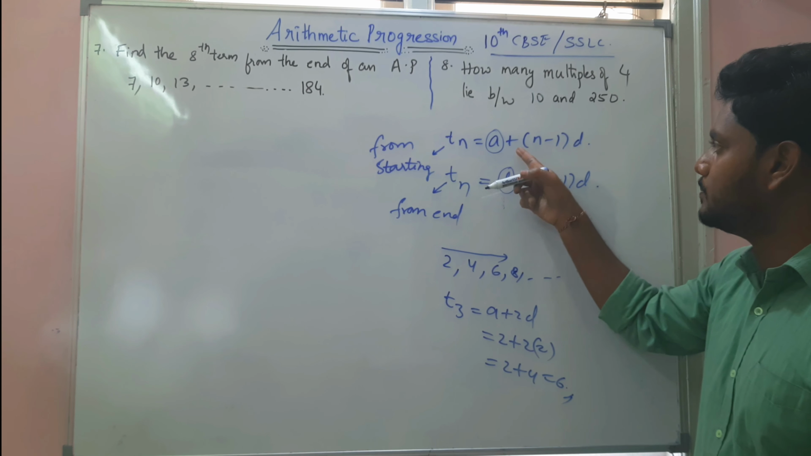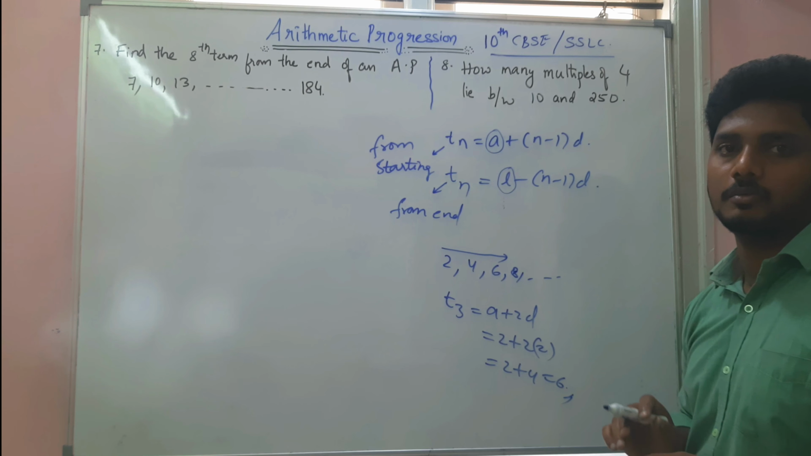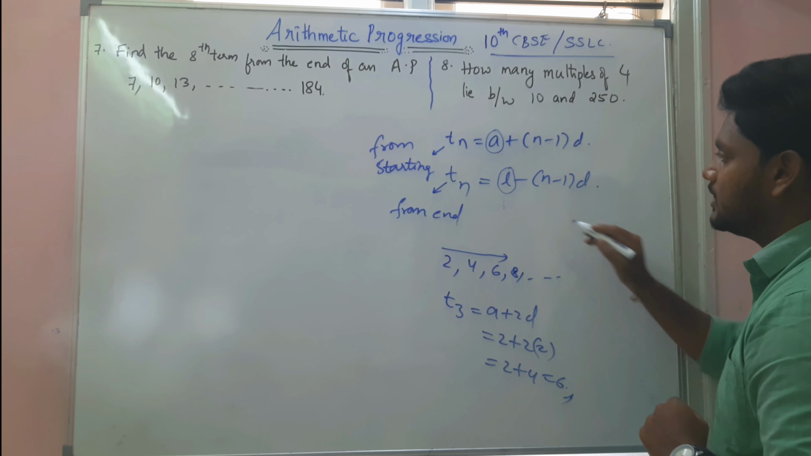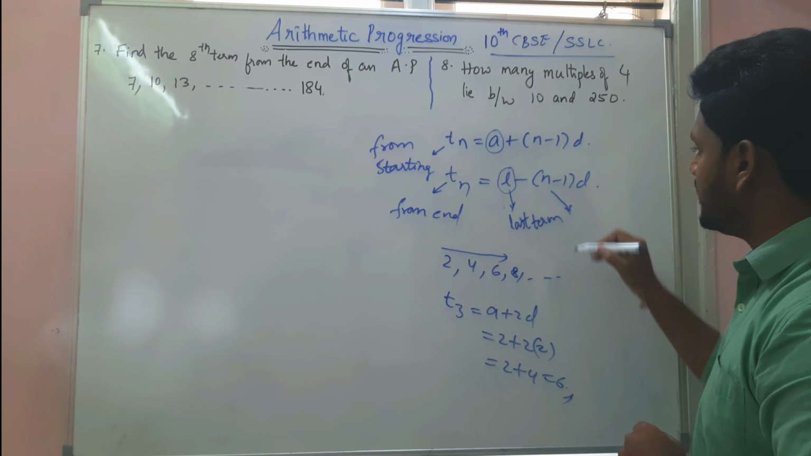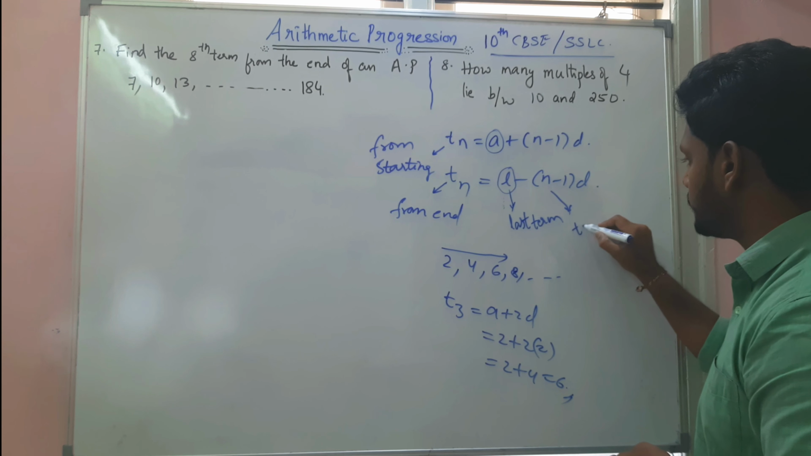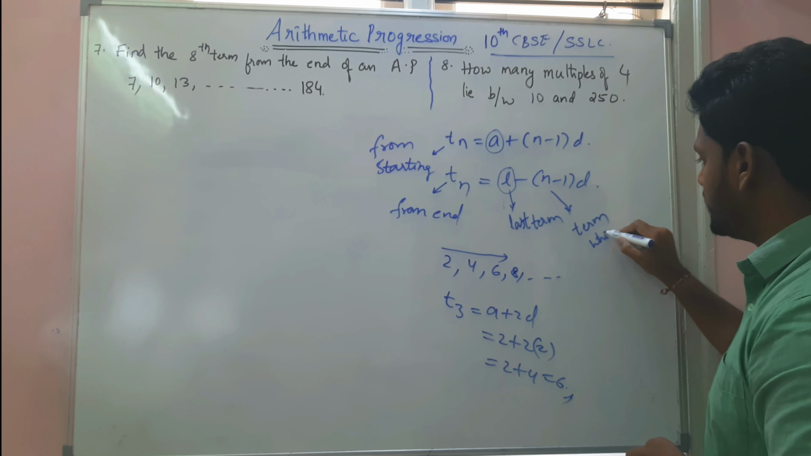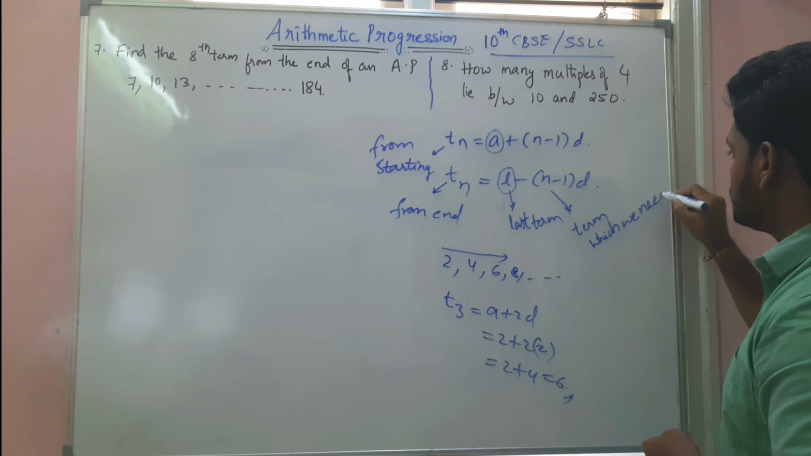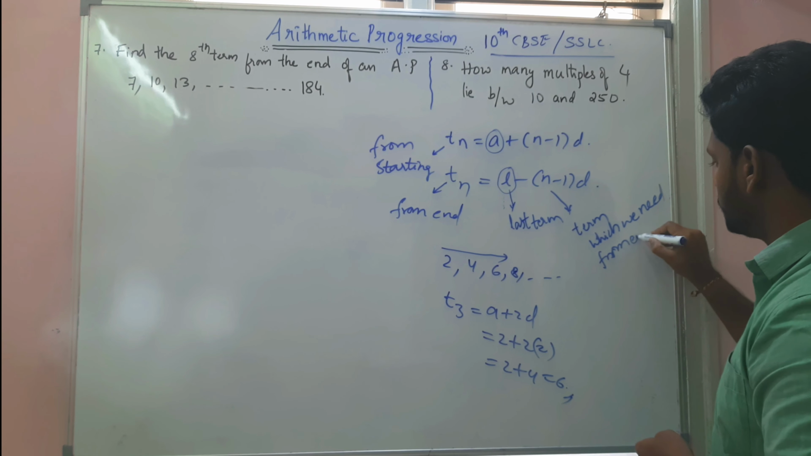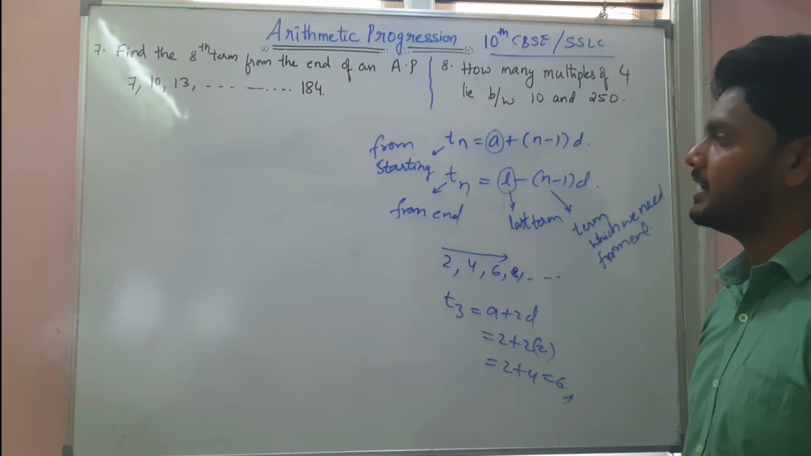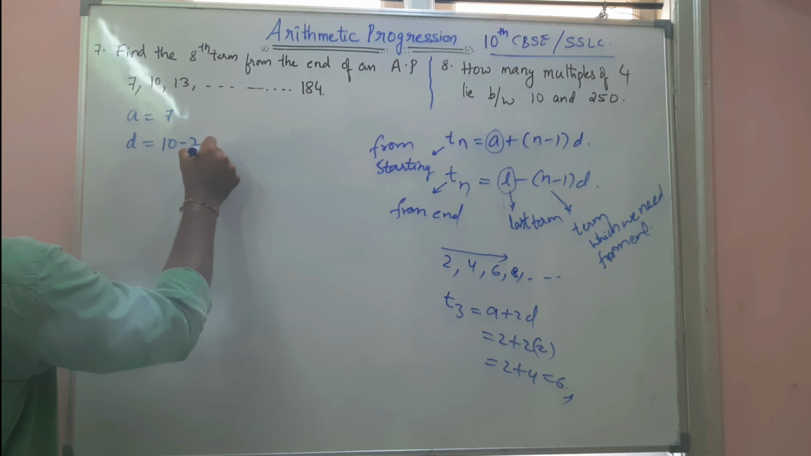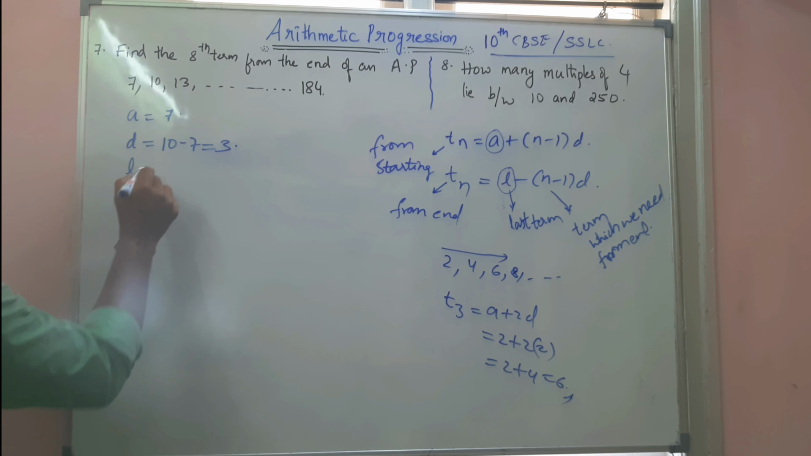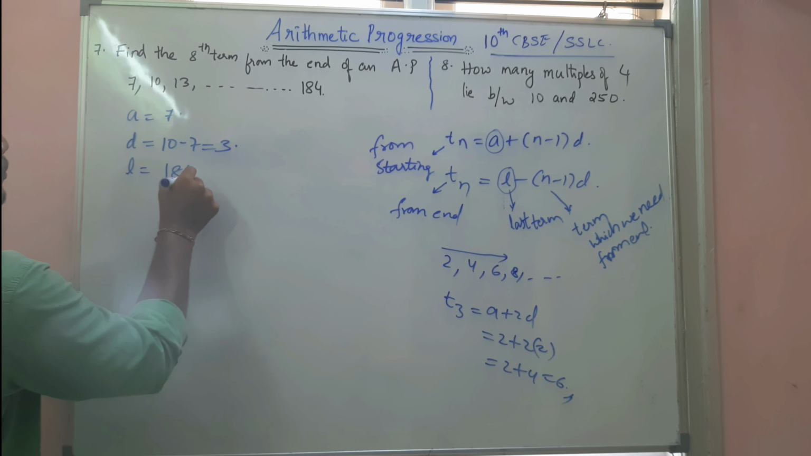But the difference is really plus or minus. Now, last, end. Understand? So this formula we need to apply. Here L is nothing but the last term. N here is nothing but the term which we need from the end. So that formula I will apply here. Why? Because the A value we know, that is 7. What is d? d is nothing but the common difference, 10 minus 7 is equal to 3. And the last term also we know, the L value is equal to 184.